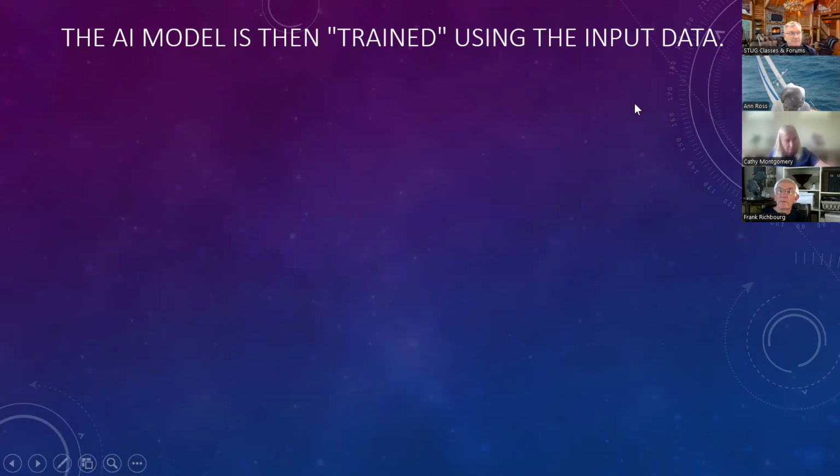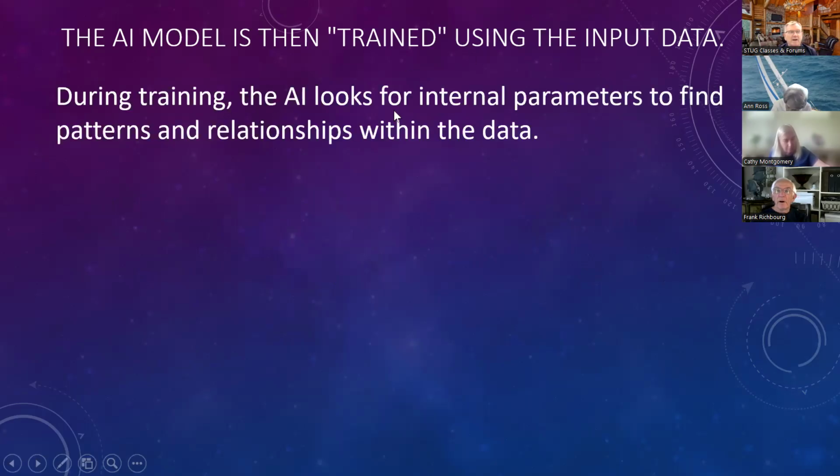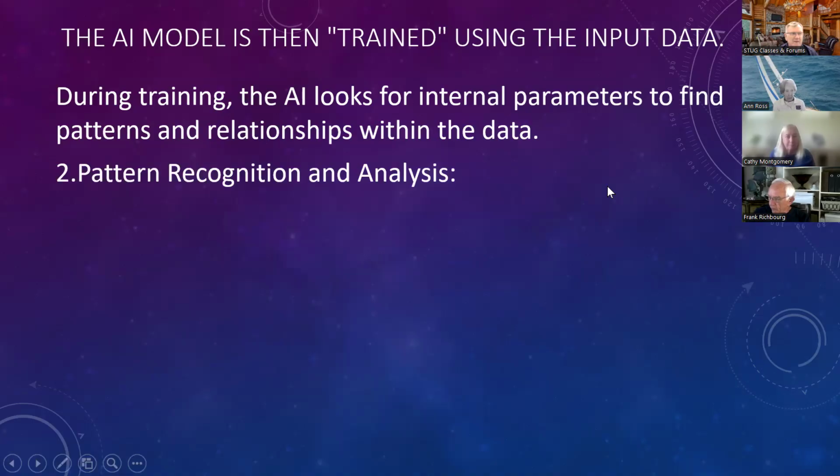It's training. During the training, the AI looks at internal parameters to find patterns and relationships with the data. Oh, that picture of a kitty cat looks like a picture of a tiger. Okay, so it's determined that relationship. But then when you say, I have a cat in my house, would it pick the lion or would it pick the kitty cat? And that's where it starts developing an association and knowledge, right?